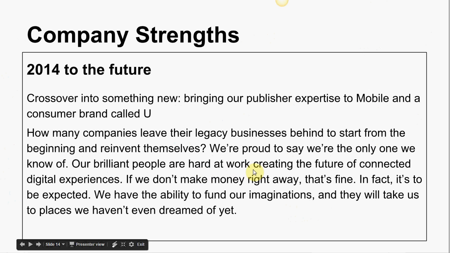Our brilliant people are hard working, creating the future of connected digital experiences. If we don't make money right away, they say that's fine. In fact, it's to be expected. We have the ability to fund our imaginations, and they will take us to places we haven't even dreamed of yet. Okay, so the underlying message is that we're big, we're so amazing, and we're so brilliant that we don't even care about making money. Of course they do, but it sounds good, and we don't even mind if we don't make money at the beginning, because we don't need it that much. These underlying currents make you feel like, wow, this company is just so beyond everything, and there are all these brilliant people that are just willing to get into a new area that they haven't been in yet.